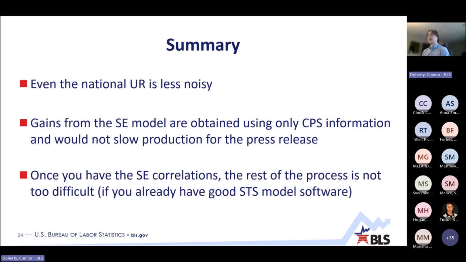One important thing is that the gains we see from this model are obtained using only the information we have in the CPS. We don't need any external data. And the runtime is comparable to what's currently being used, so this wouldn't end up slowing down production for our press releases. And just one last note, once you do have the sampling error correlations, implementing the rest of this process isn't too difficult to do.